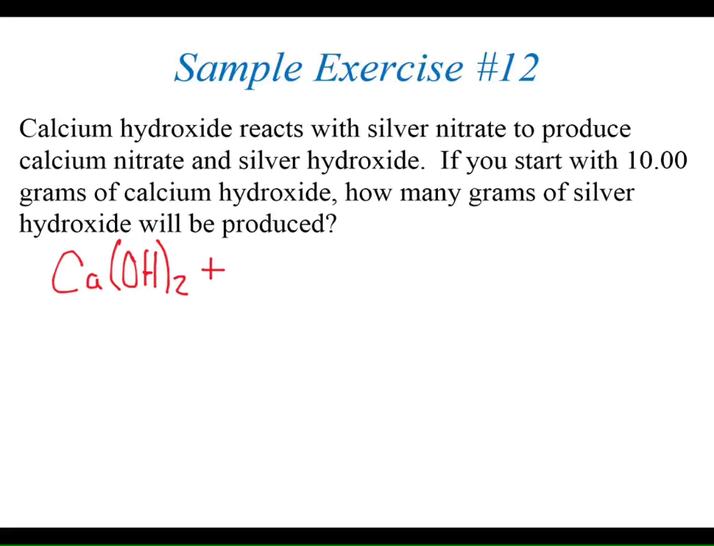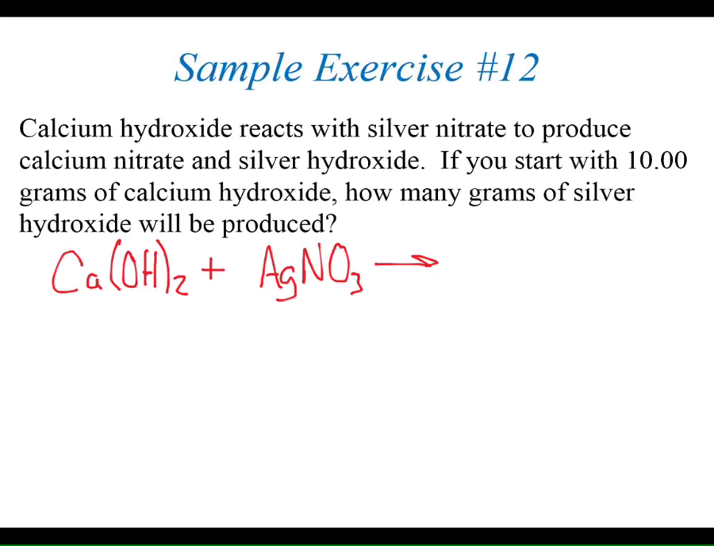So find silver on your periodic table. It's Ag, and it's a charge of what? 1 plus. Nitrate's 1 minus, you had to learn. It's NO3, 1 minus. So what's silver nitrate's formula? AgNO3. Those react to produce, I'm going to put a little arrow in here, calcium nitrate and silver hydroxide.